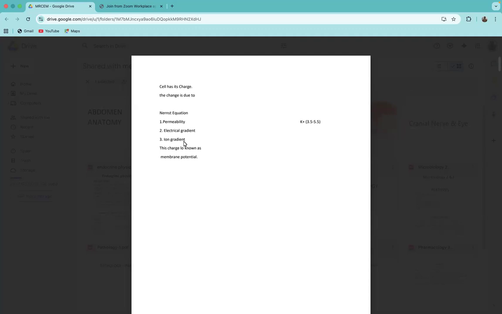Membrane potential basically means that if there are two sides of the membrane, suppose here there is one minus and there are three minuses. So the membrane potential will be minus three, minus one, so that will be minus two. This is basically the membrane potential. Membrane potential is basically the difference between the ion charges on the two sides of the membrane.